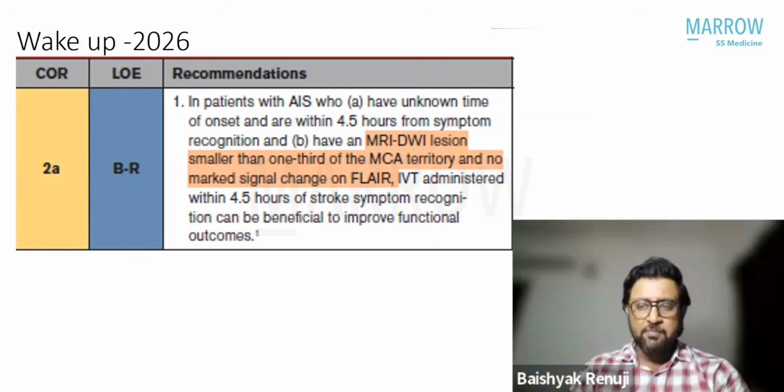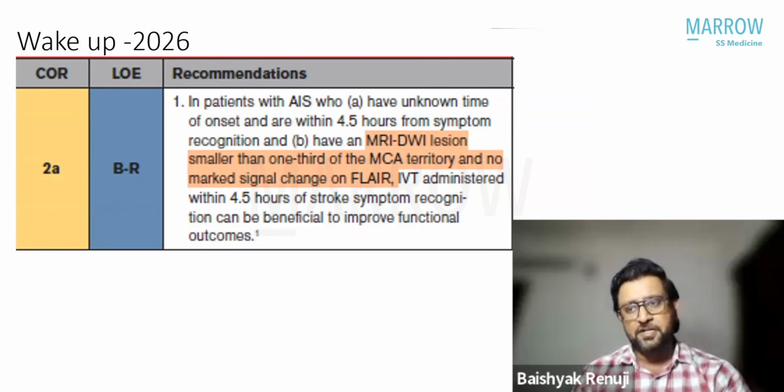But if last time known normal is before 4.5 hours... suppose somebody got up at morning 5 o'clock with a stroke of right side, and his last seen normal was around 1 o'clock. It's just 4 hours from last seen normal. There is no need of MRI. You can directly take a plain CT, lyse the patient, then later decide on angio, like a normal stroke.